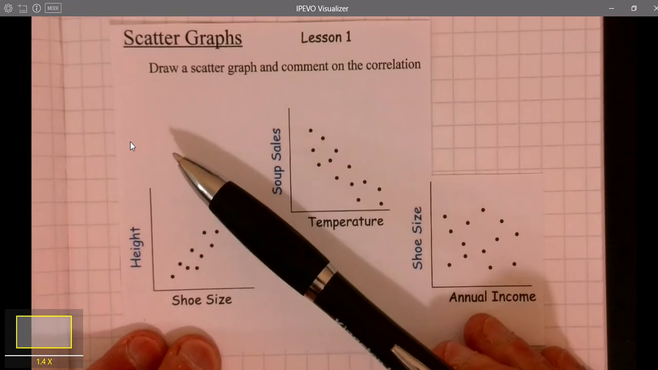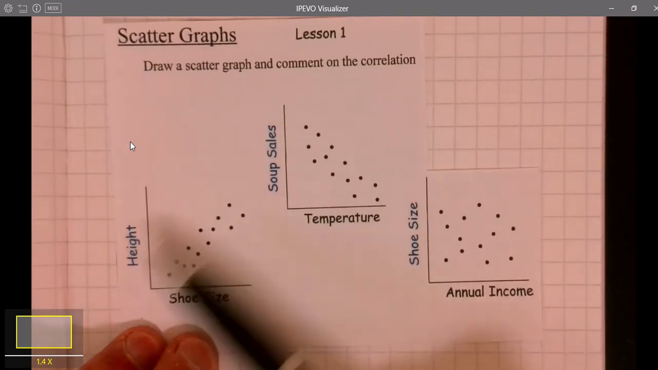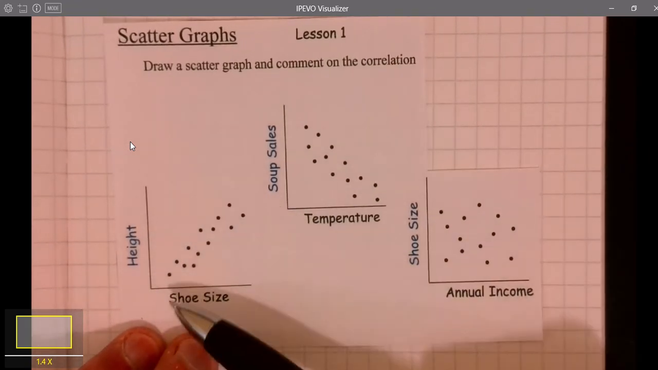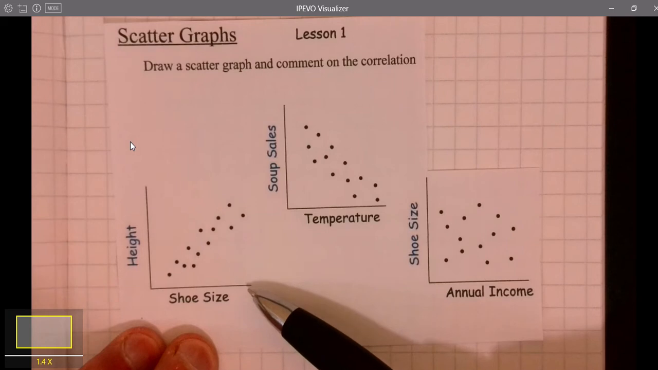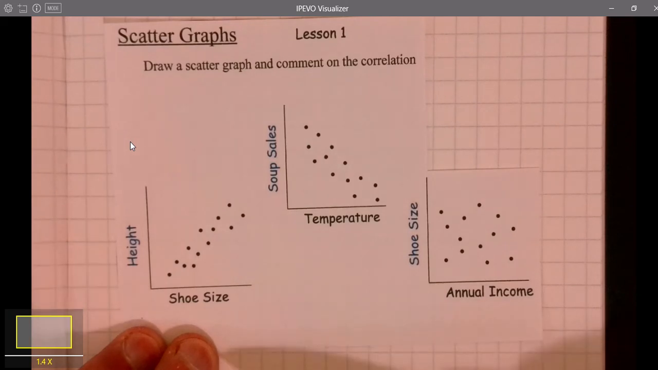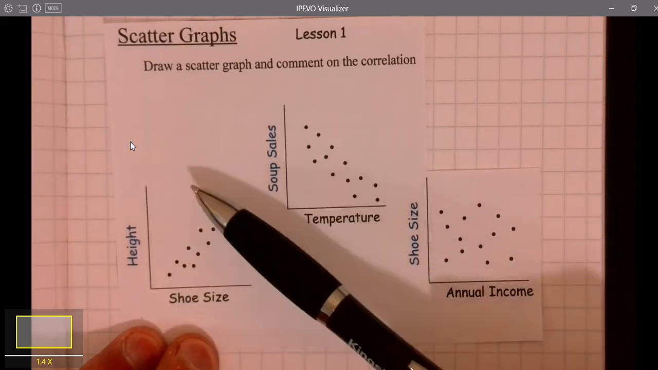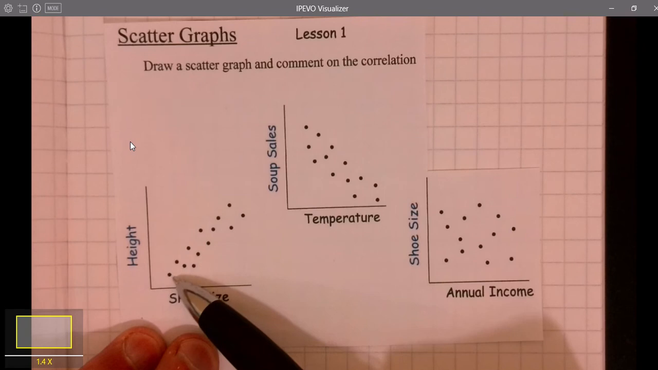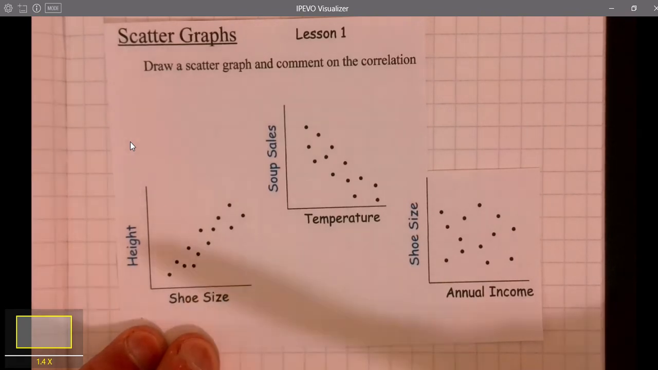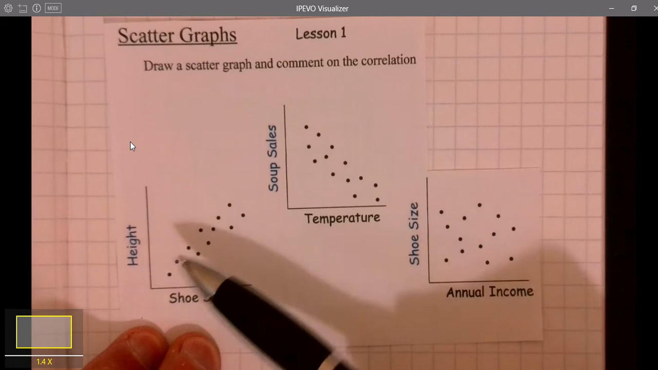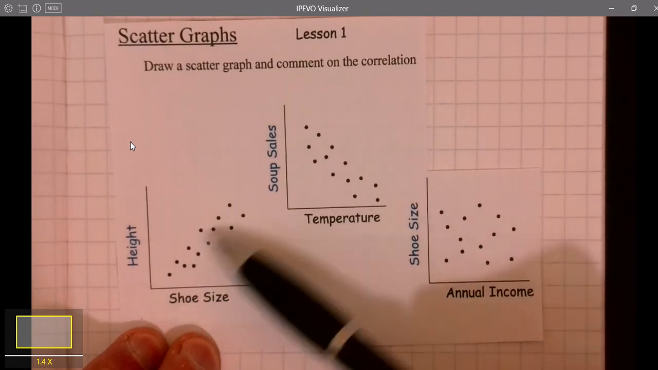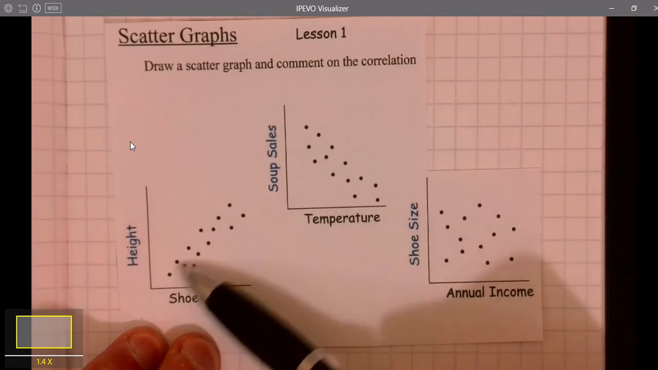So we've got this one here. I've taken some people and measured their heights, and I've got their shoe size as well. So I've gone and plotted these. So this is one person. This was the shortest person, and they happen to have the smallest feet as well. And you can see they all form pretty much a straight line here.